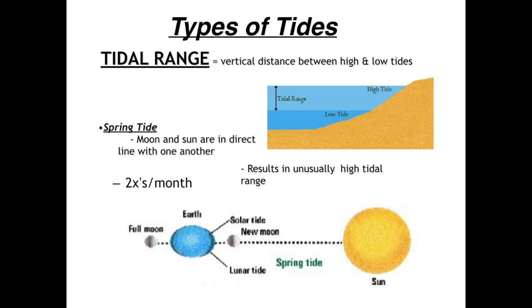Now the spring tide is when the moon, earth, and sun are lined up on a horizontal line. Okay, think about in the spring you hang your clothes on a clothesline. It's horizontal. It's all in a line. This happens 2 times a month.